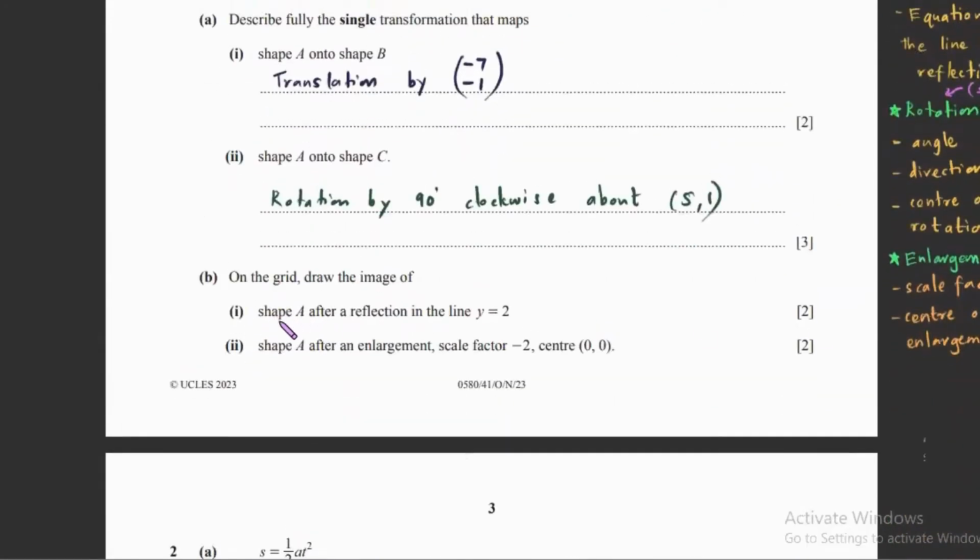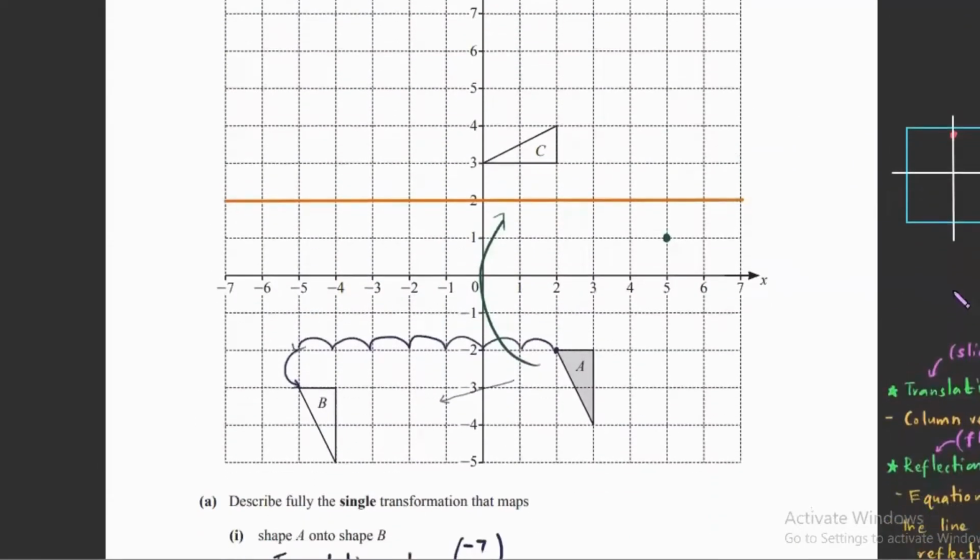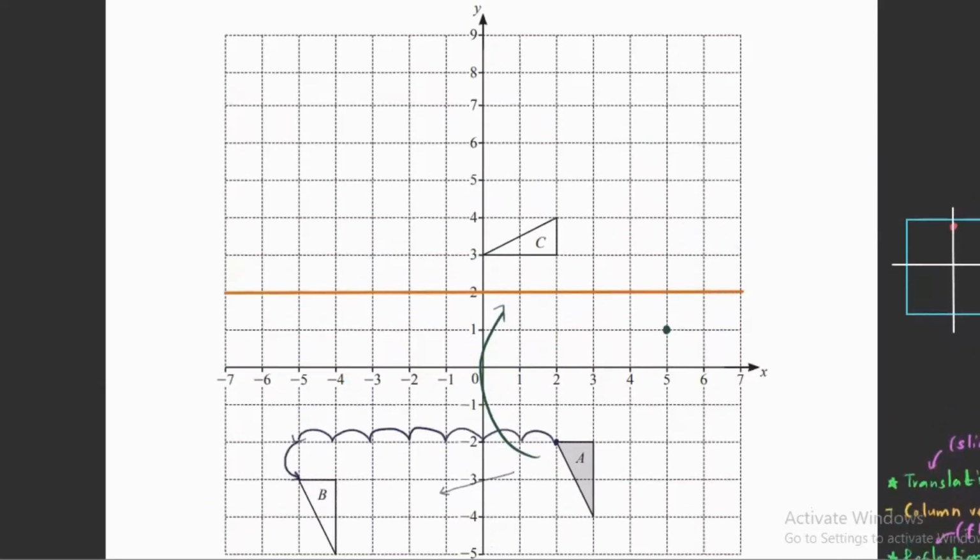Now, shape A has been reflected. Shape A is the one that is at the bottom. It has been reflected about this line that is given here. In that case, we need to see where the image will be. For each of the vertices in this triangle that is given to us, you need to see how far away it is from the line of reflection, and then we can mark the image. So it is 1, 2, 3, 4 units away. This is 4 units away.